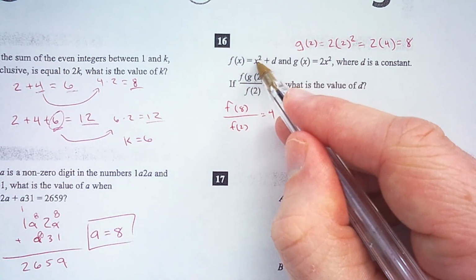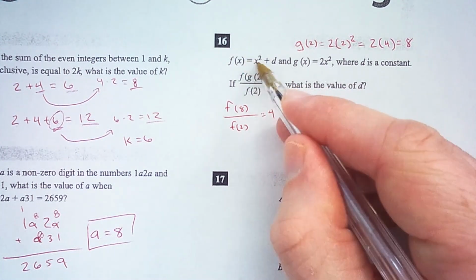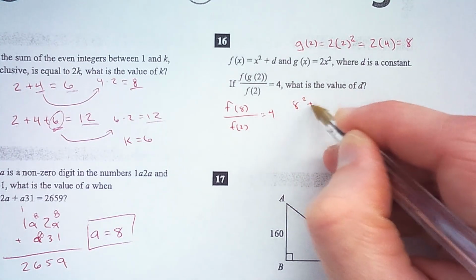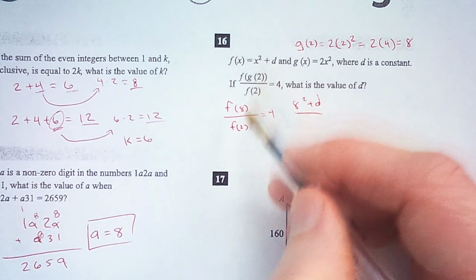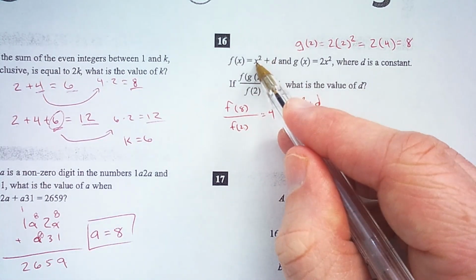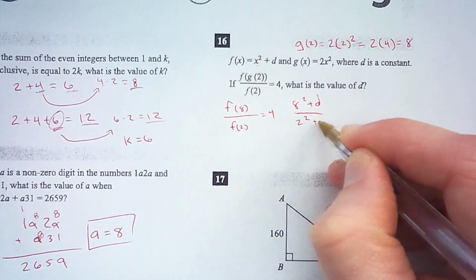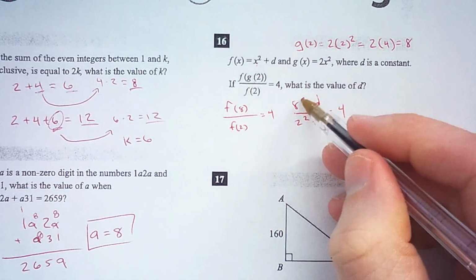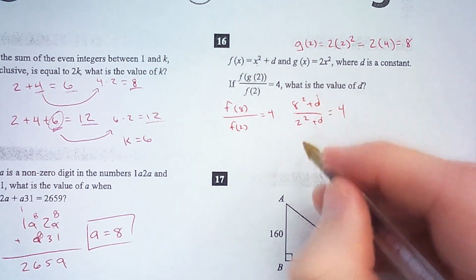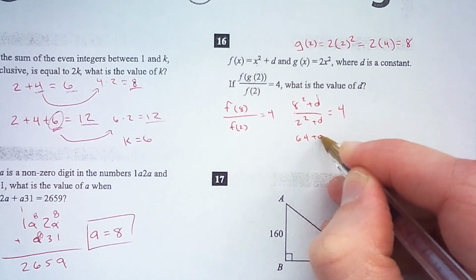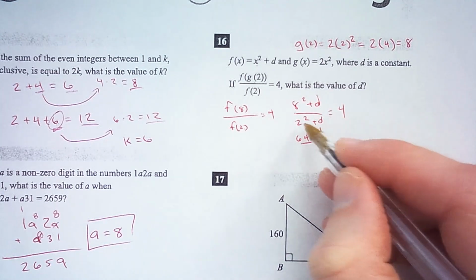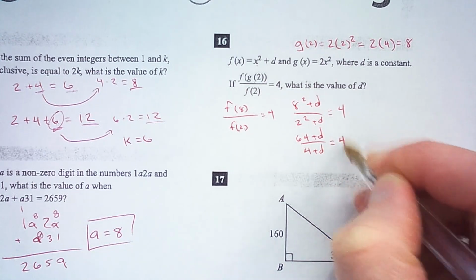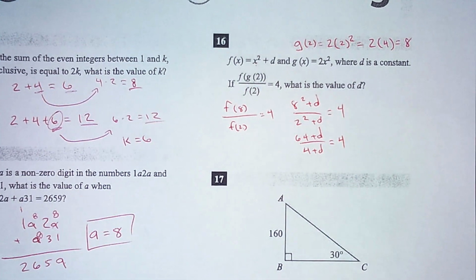Now, f of 8 means we're going to put an 8 right here for x. So we've got 8 squared plus d over, and then f of 2, we'll put a 2 right here, 2 squared plus d equals 4. Now we can simplify these exponents. 8 squared is 64, 64 plus d. 2 squared is 4, so that's 4 plus d equals 4.